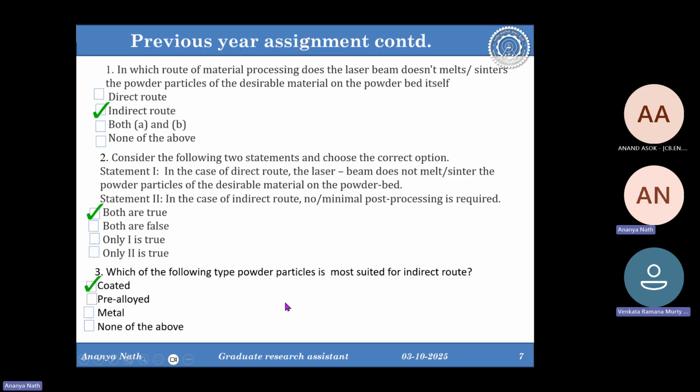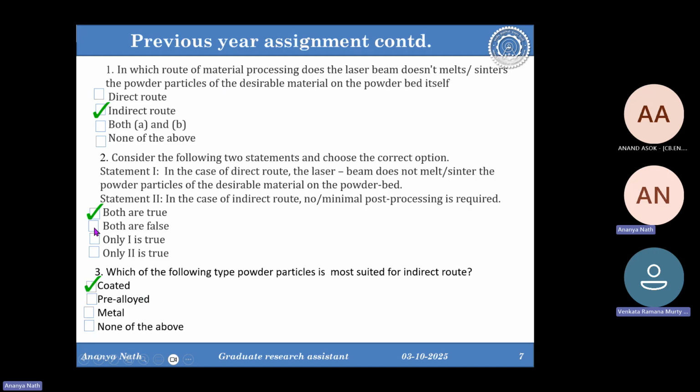I don't know why they have given those answers. It's not my answer. In the indirect route, no minimal post processing is required. Actually, I think both are false because in case of indirect route also you have to go for at least heat treatment. In indirect route, we should go for post processing. Yes, indirect means both are false.